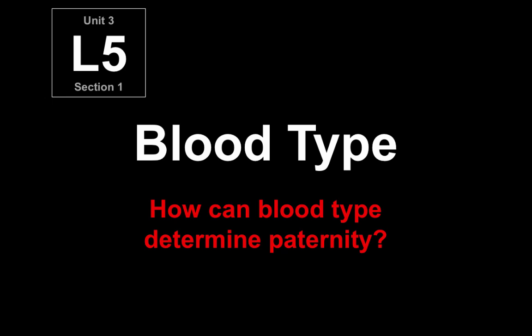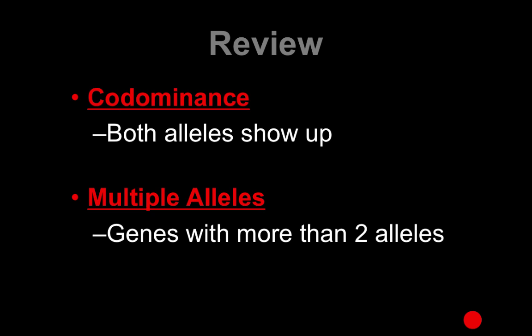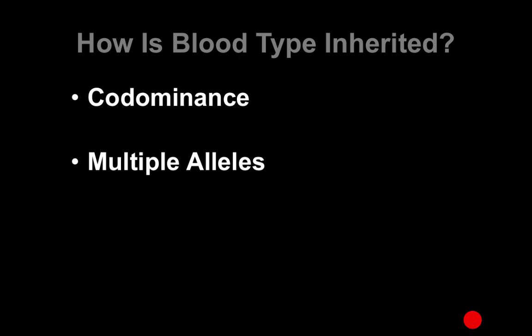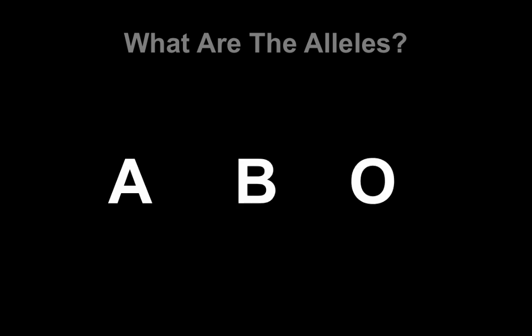In this lesson, we're going to look at blood type. As a review, remember, codominance means that both alleles show up completely, and that many genes have more than two alleles. Blood type is one of these things. Blood type is going to display codominance, and it's also going to have three different alleles.